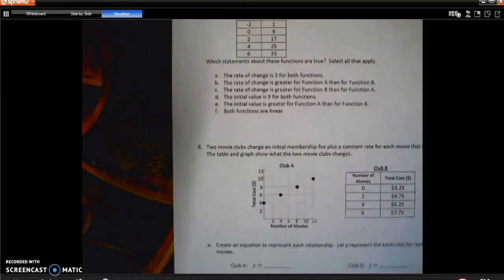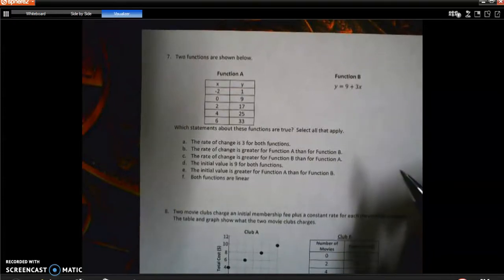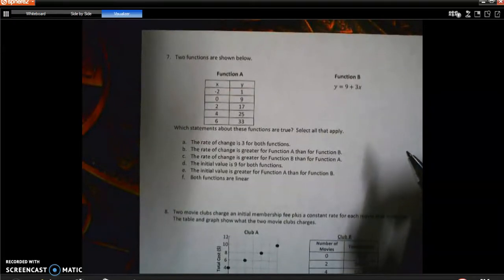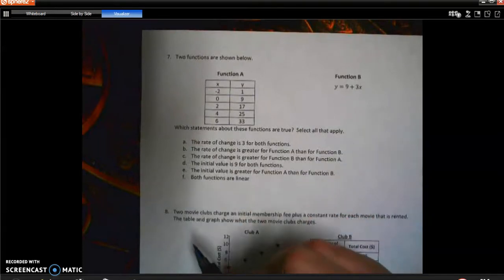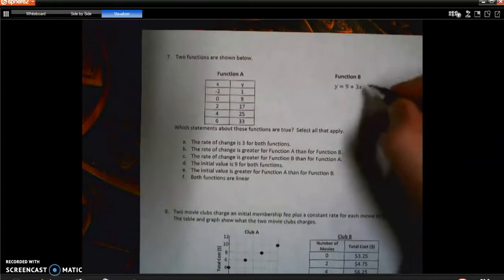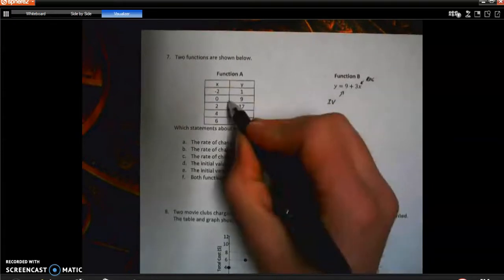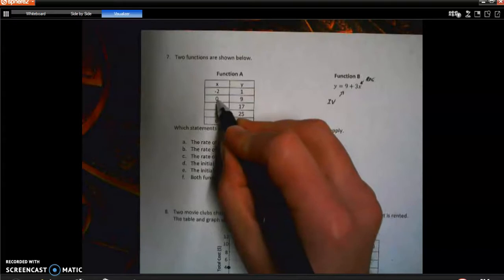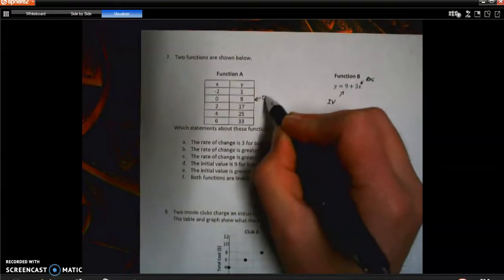All right, here's the next one. 2 functions are shown below. Which statements about these functions are true? Select all that apply. So we need to know the rate of change and the initial value. So the rate of change right there is 3, rate of change, ROC, and the initial value, IV, is 9. This one starts where x equals 0. So here's the 0, so the initial value is right there at 9.